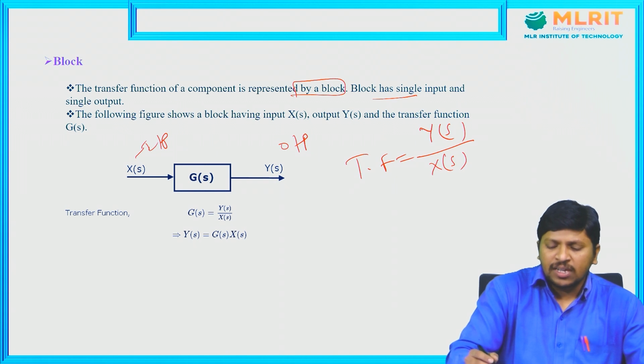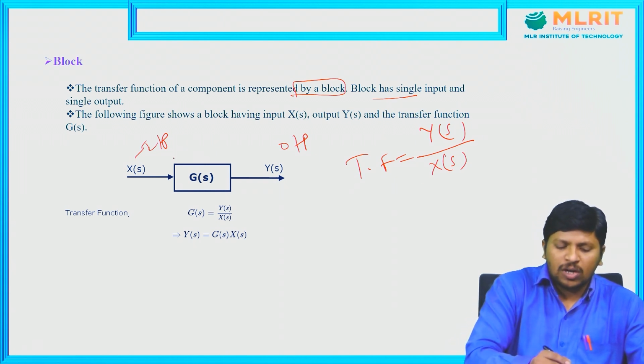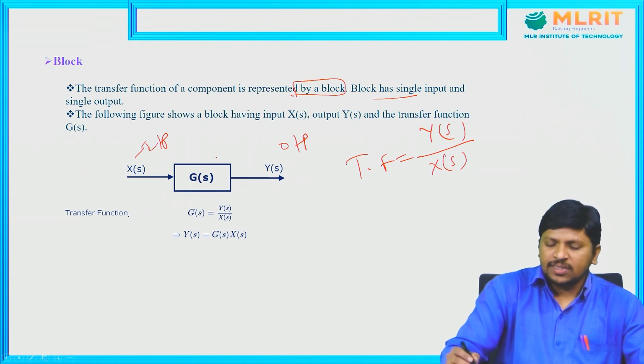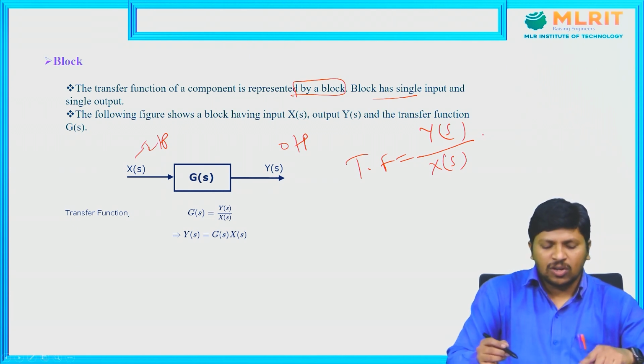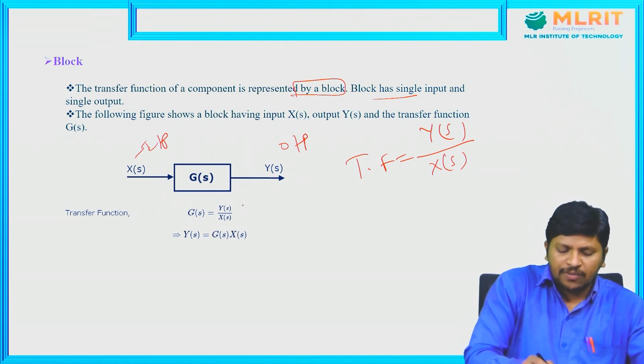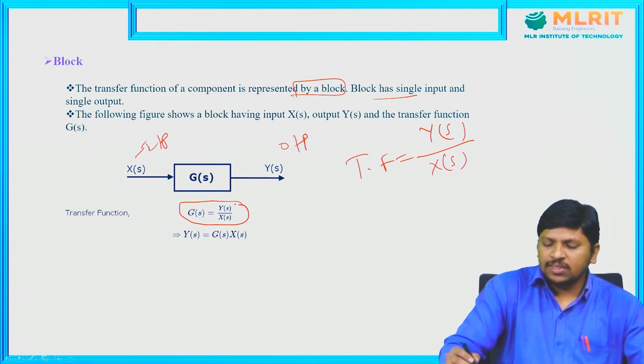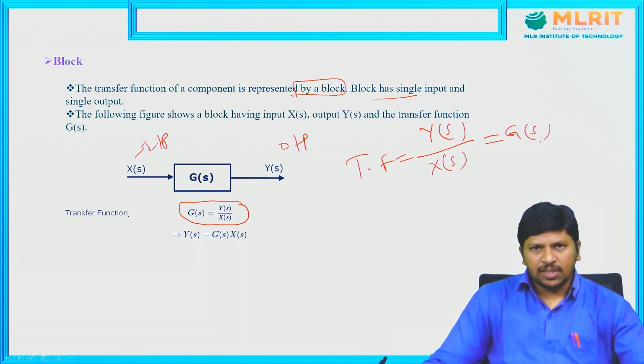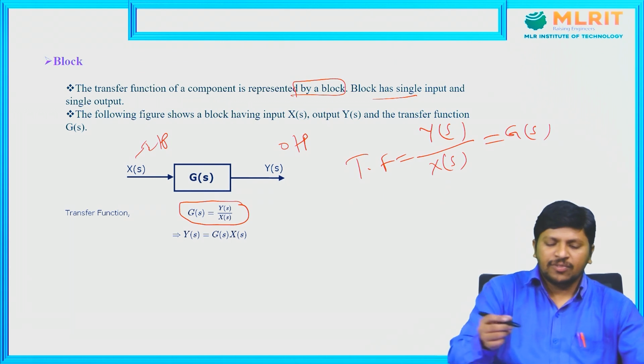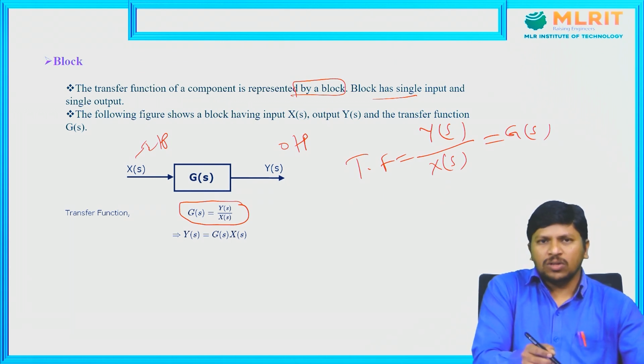This transfer function we are going to represent in the block, in the block G of s. This is nothing but G of s equals Y of s by X of s. So the transfer function is Y of s by X of s. We are representing it in the block only, right?